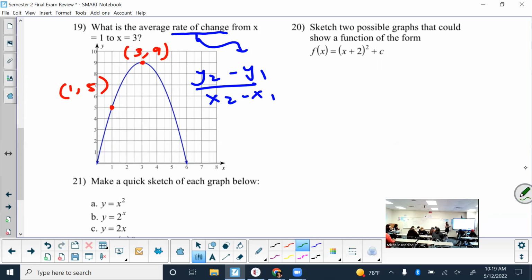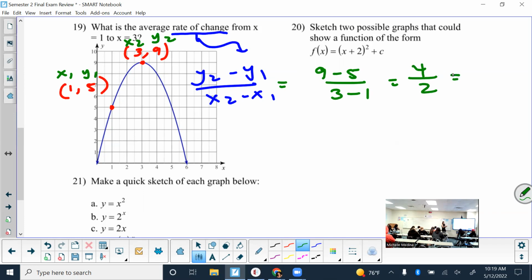And pick one of them to be x1, y1, and the other to be x2, y2. And then just plug it in. Make sense? So rate of change, same thing as slope. It uses the same formula. So then it's 9 minus 5 over 3 minus 1. What's 9 minus 5? What's 3 minus 1? And reduce that. What's 4 divided by 2? So my rate of change for that region of my parabola is 2.